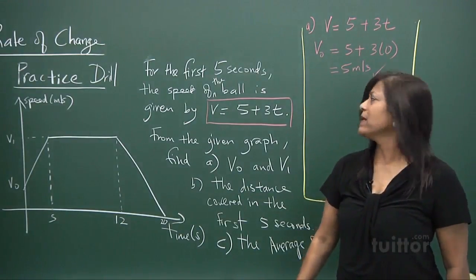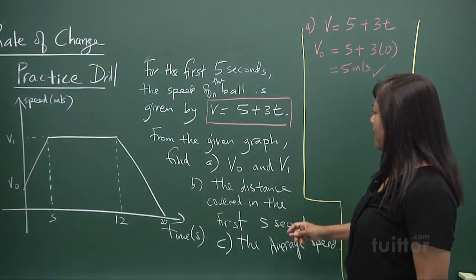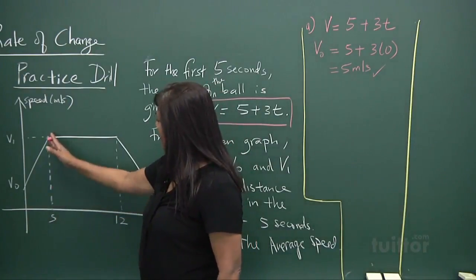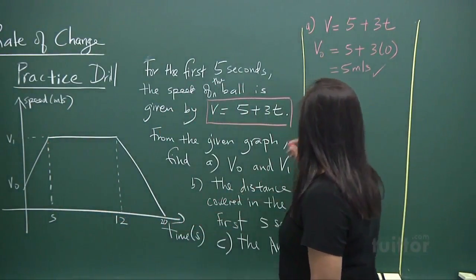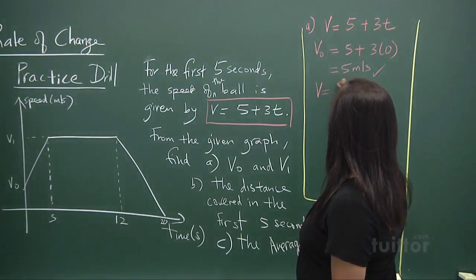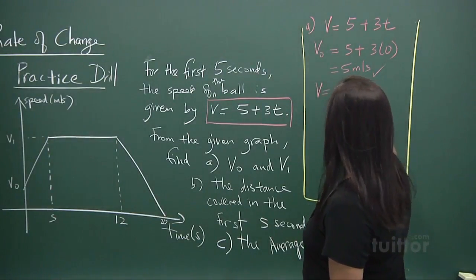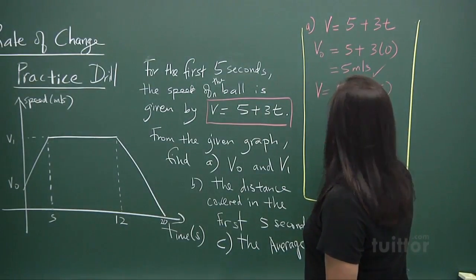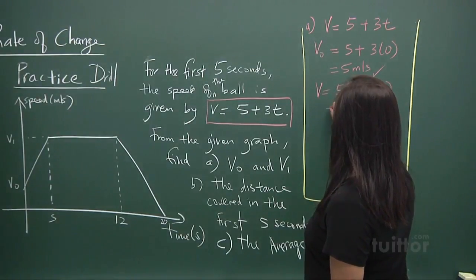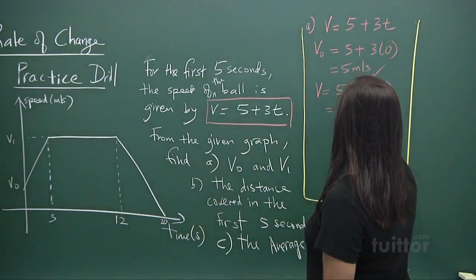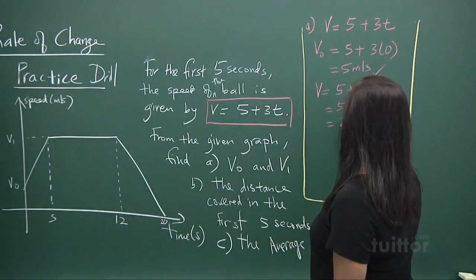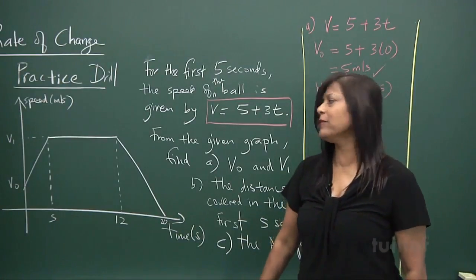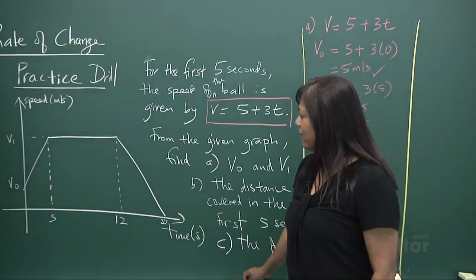Got it? Great. Next, what is V1? V1, you look at the time again, it is 5. Alright, you put 5 into the equation and you get V equals to 5 plus 3 times 5. Okay, 3 times 5. What do you get? You get 5 plus 15. 5 plus 15 will be 20. So that is V1, 20 meters per second. Got it? Good. Now, let's look at this again from there.